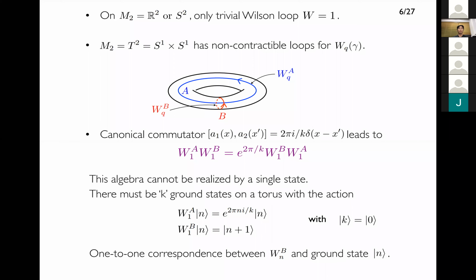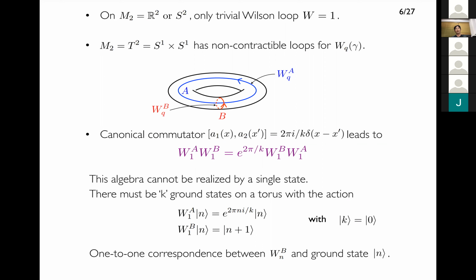The two types of Wilson loops act on those ground states in the following way, okay? We can choose a basis for the ground states such that they become eigenstates of Wilson loops around the A cycle. Then the Wilson loops along the B cycle become creation operators for the K ground states. These actions are compatible with the algebra among the Wilson loops. This means there is a one-to-one correspondence between loop operators and the ground states on a torus.